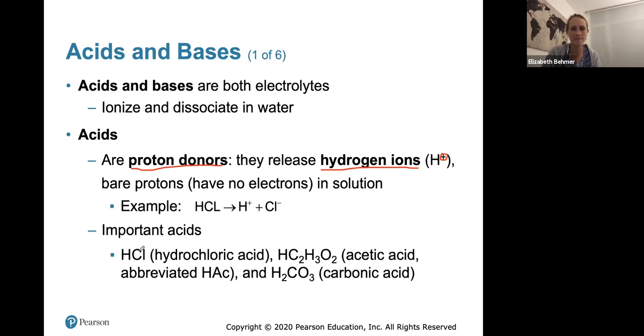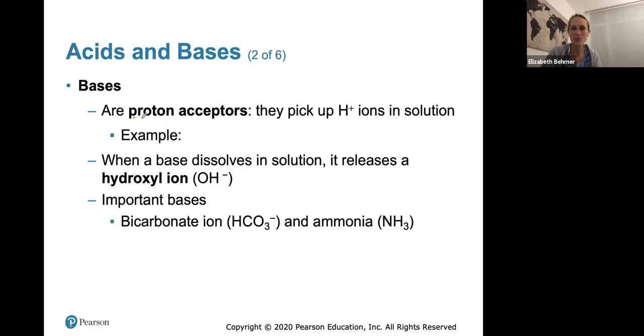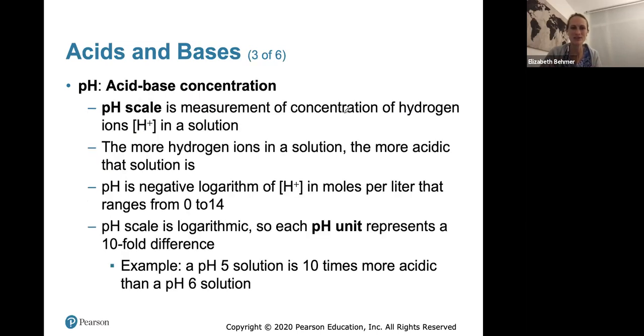So they are proton donors, and some important acids are hydrochloric acid, acetic acid, and carbonic acid that you can see there. Bases then we call our proton acceptors because they will pick up excess hydrogen ions in the solution. And when a base dissolves in a solution, it will release what we call a hydroxyl ion, which is OH negative for the chemical formula. And some important bases in the body are bicarbonate ion and ammonia. So we call a base a proton acceptor because it will combine with hydrogen ions, which have a positive charge, so it accepts those protons.